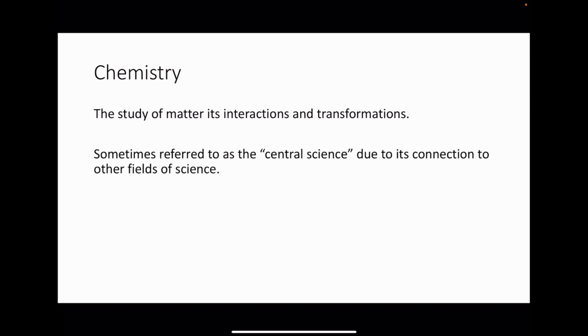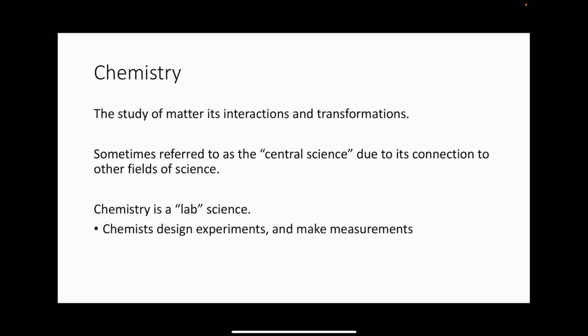It's pretty simple. Sometimes people refer to chemistry as the central science because it's connected to lots of fields of science. For example, physics is the underpinning of chemistry, chemistry is the underpinning of biology, and so forth. And there's lots of connections here and there. And chemistry is also a lab science, or what I'd say is an experimental science.